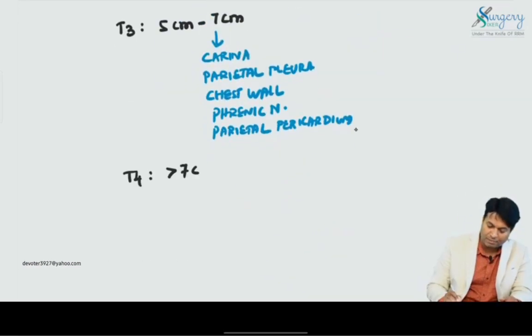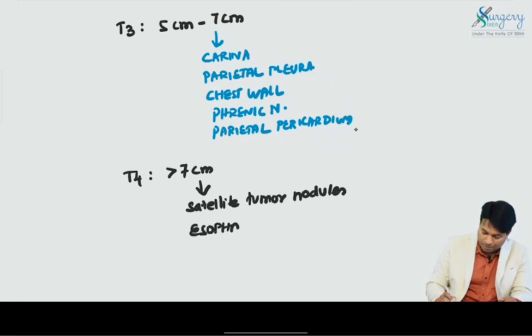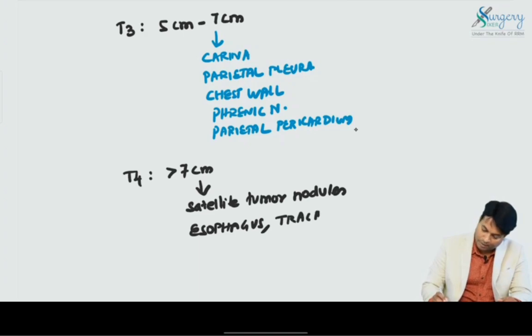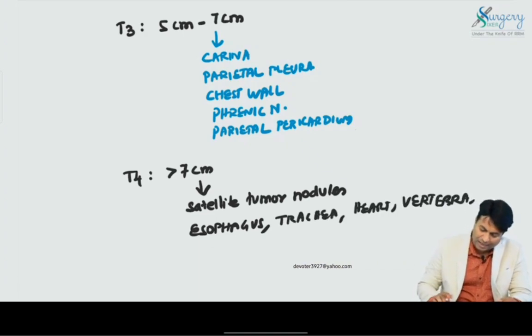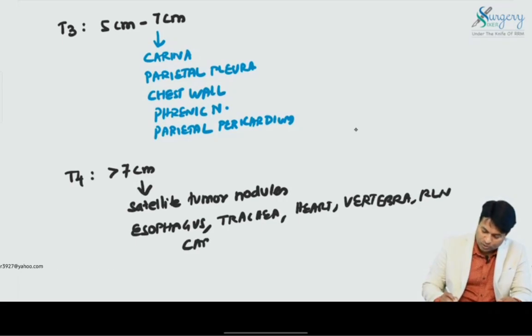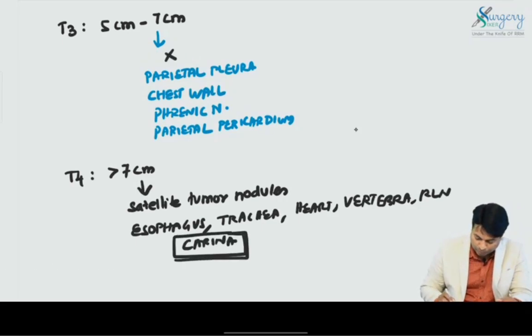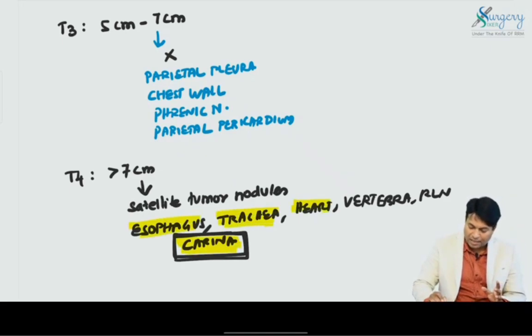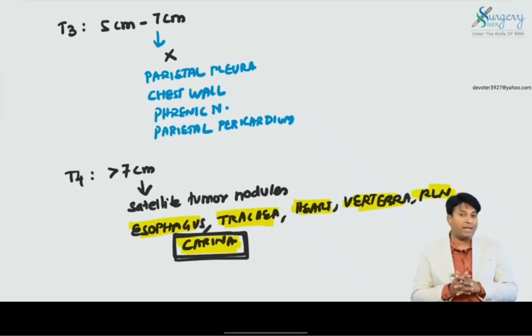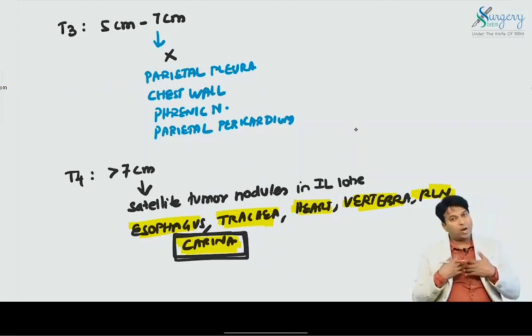T4 is more than 7 centimeters with satellite tumor nodules and infiltration into the esophagus, trachea, heart, vertebra, and the recurrent laryngeal nerve. Also the carina. Actually, carina is involved in T4, not in T3, so please correct it in your notes. Involvement of carina, trachea, esophagus, heart, vertebra, and RLN are all signs of inoperability. Satellite tumor nodules in the same, ipsilateral lobe make it T4. If nodules go to the opposite lobe, it becomes metastasis.